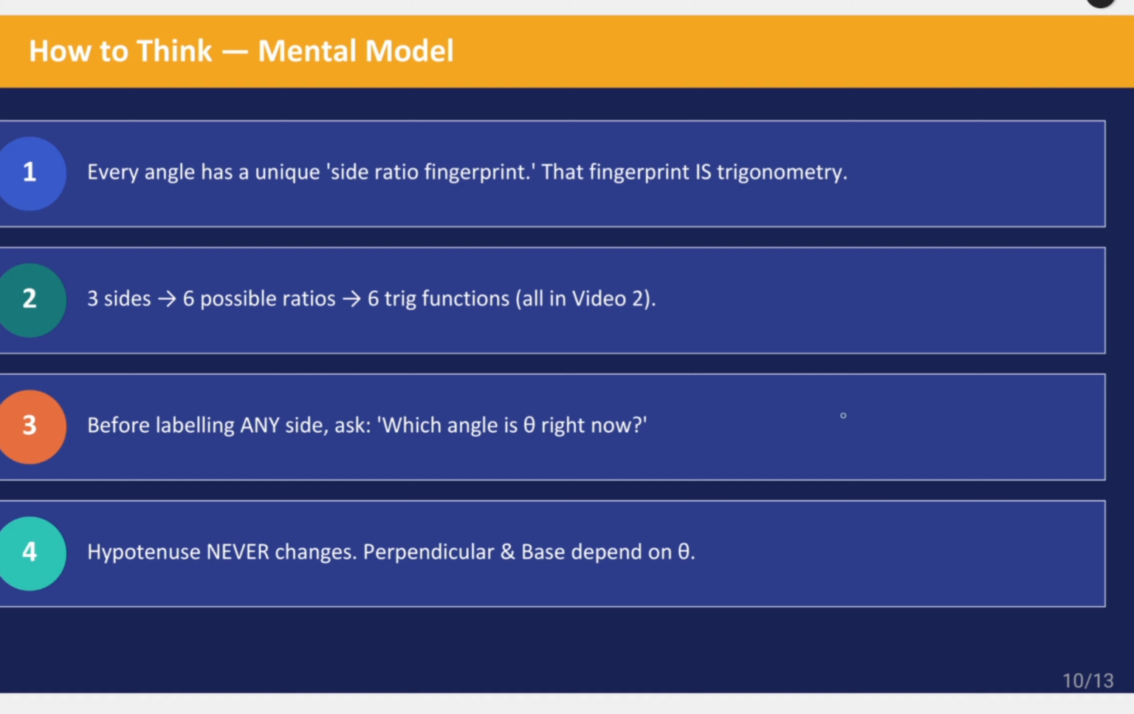Before you label any sides, you have to check the theta. Where is theta right now? Then only you name the sides: what is the hypotenuse, what will be the perpendicular, what will be the base. And always remember, the hypotenuse never changes if we change theta. It depends on the right angle only. If a side is opposite to the 90-degree angle, then it is the hypotenuse. It is the longest side among all three sides.